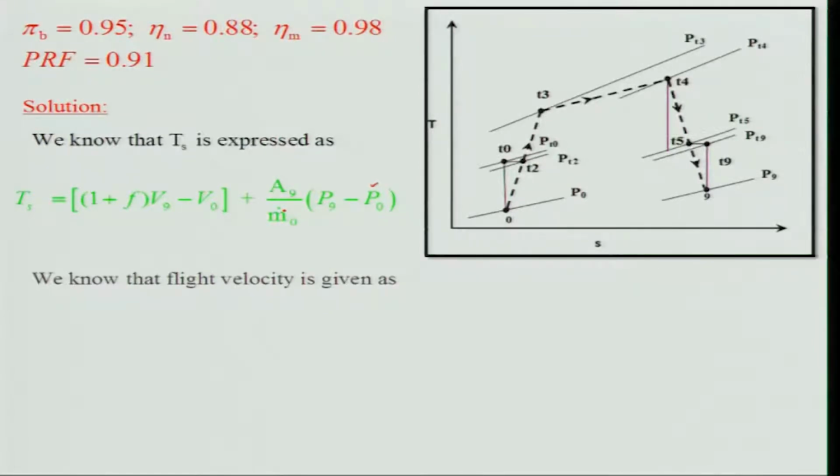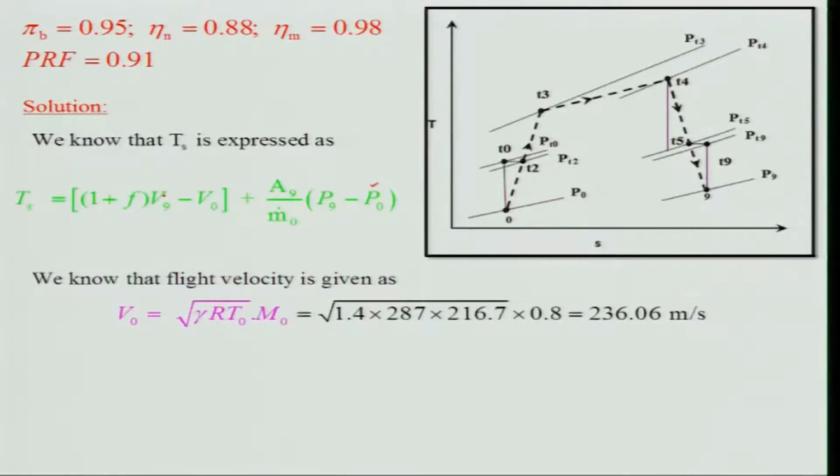So, how to go about it? Of course, the F you can find out, already how to evaluate F, right, and because in an ideal cycle it will be similar, if not the same, and V9 we can evaluate, right. So, let us look at how we will go about it.